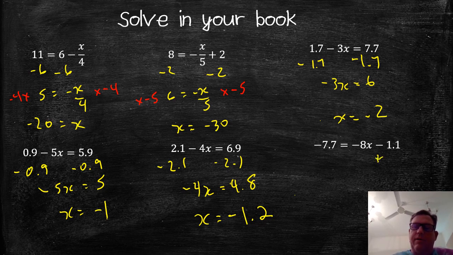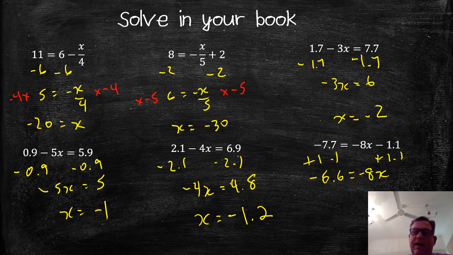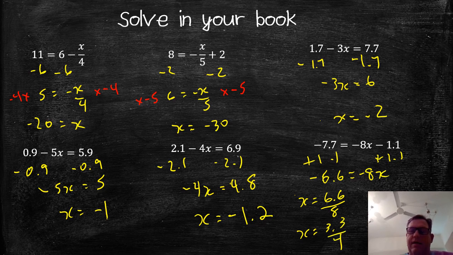The last problem, I'm going to add 1.1 to both sides, so that's going to leave me with minus 6.6 equals minus 8x. And this one's going to get a bit messy, so I'm going to divide by minus 8. X is going to equal 6.6 divided by 8. Negative divided by negative is positive. I can divide both of these by 2. X would equal 3.3 over 4. And we're going to leave this one here.